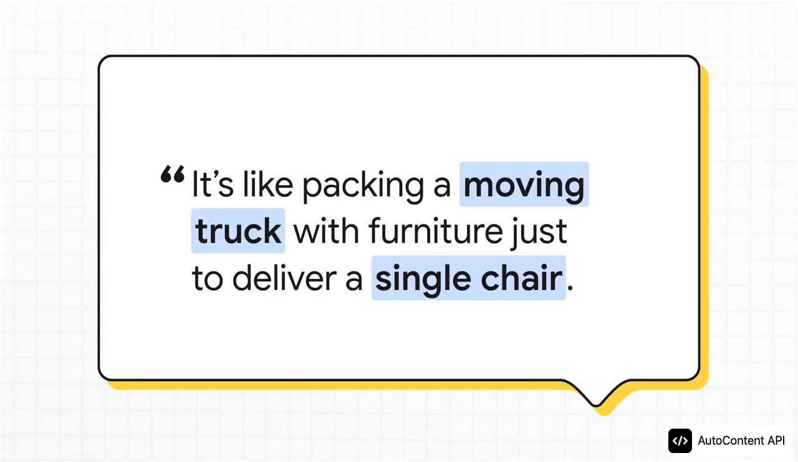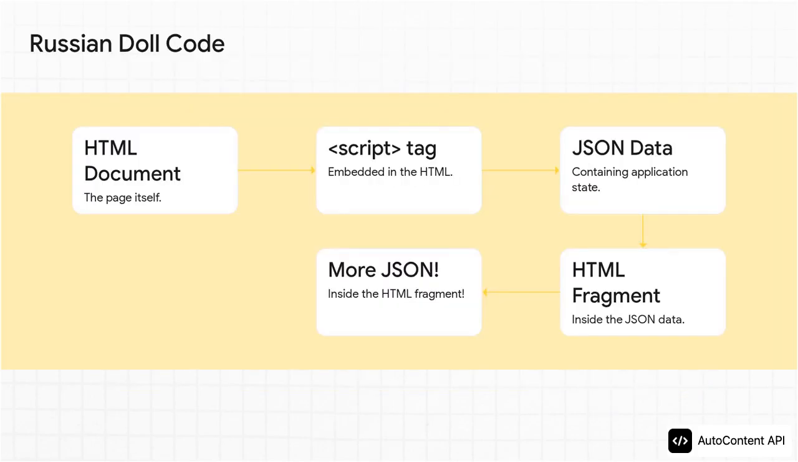This quote just nails it perfectly. The server is sending over an entire warehouse of stuff when all you really needed was one tiny piece to get started. The way this stuff is nested can get just absurd. It's like a set of those Russian nesting dolls, but for code. You've got your main HTML document, okay? Inside that, there's a script tag. Inside the script, there's a mountain of data. Inside that data, you find another chunk of HTML, which, you guessed it, contains even more data. It's just layers on top of layers.